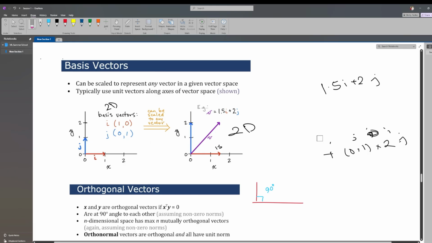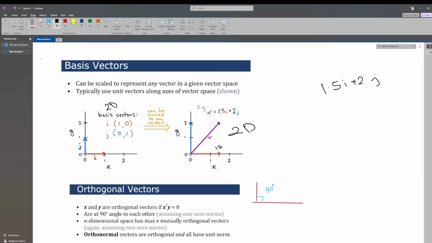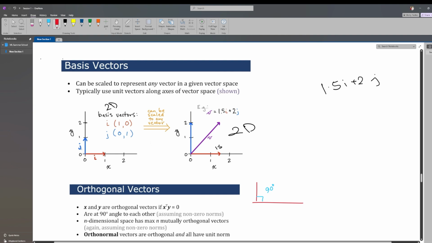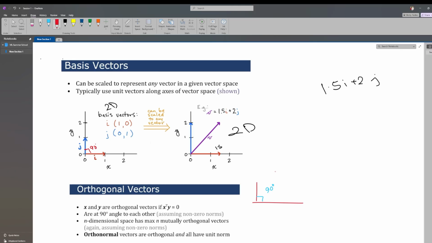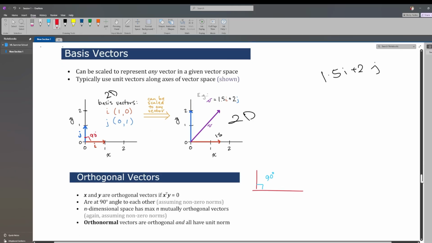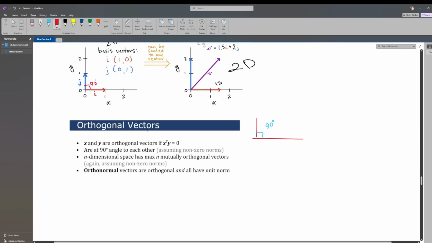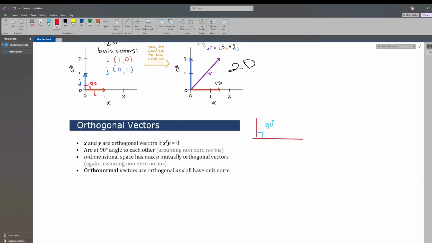Another important factor is you can see the basis vectors here have 90° between them. You can see they are orthogonal vectors. Another interesting factor is, if two vectors are orthogonal, the dot product is zero: x and y are orthogonal vectors if x transpose y equals 0.